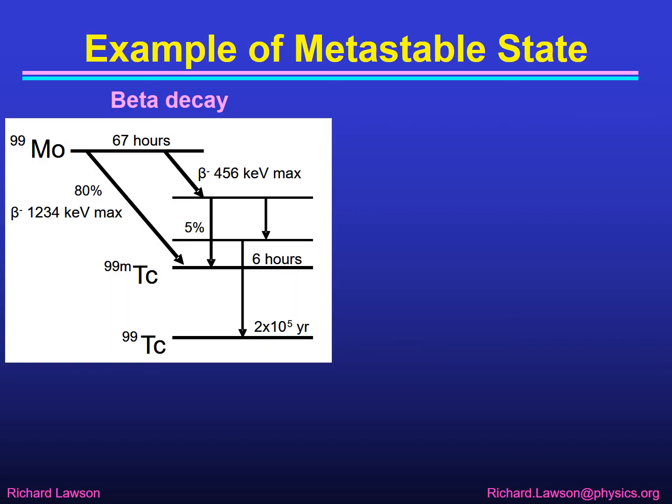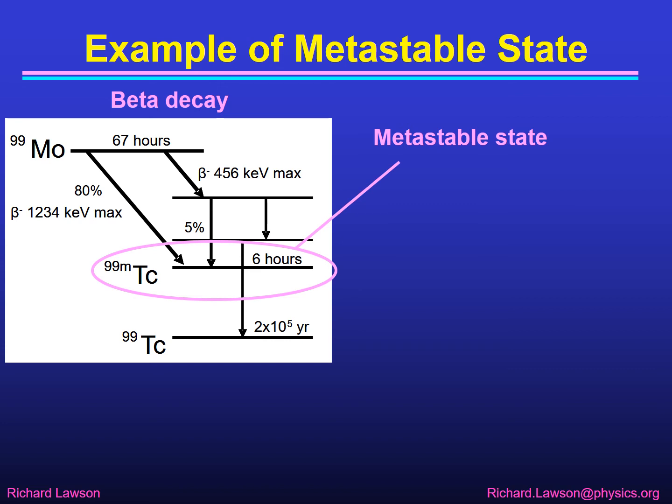So here's an example of a metastable state. It occurs in the beta decay of molybdenum-99. That has a half-life of 67 hours, and it decays by emitting a beta particle and some gamma rays down to technetium-99. But in 80% of decays it gives off a beta particle, which ends up in a state here which doesn't decay immediately by emitting a gamma ray. Instead it stays there for a long time with a half-life of 6 hours. So this is an example of what we call a metastable state. We give it the symbol 99m, the m meaning metastable.